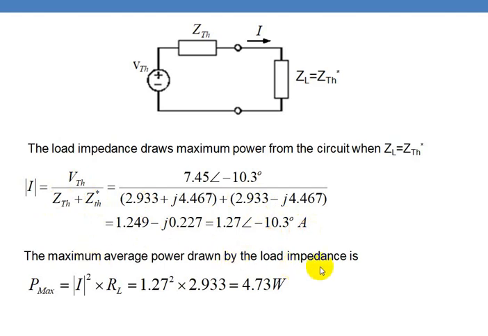To find the maximum power drawn by the load impedance, we know that the load impedance now has resistance 2.933 and reactance minus j4.467. So only the resistance will be consuming power. Therefore, you find the maximum power using the equation I square into R. The magnitude of current is 1.25, squared, into the resistance value, that is the real component of the load impedance, 2.933. This comes to be around 4.73 watts.